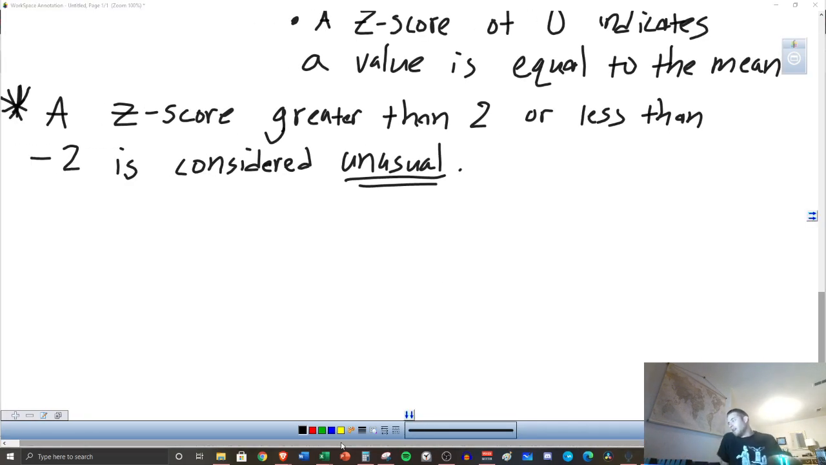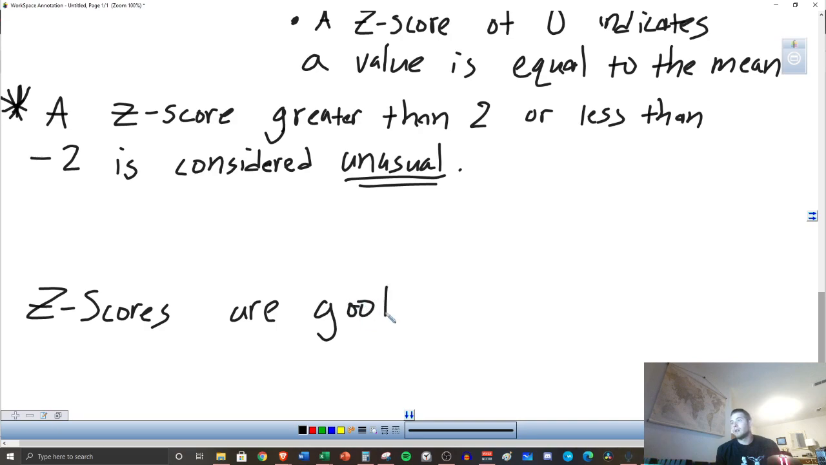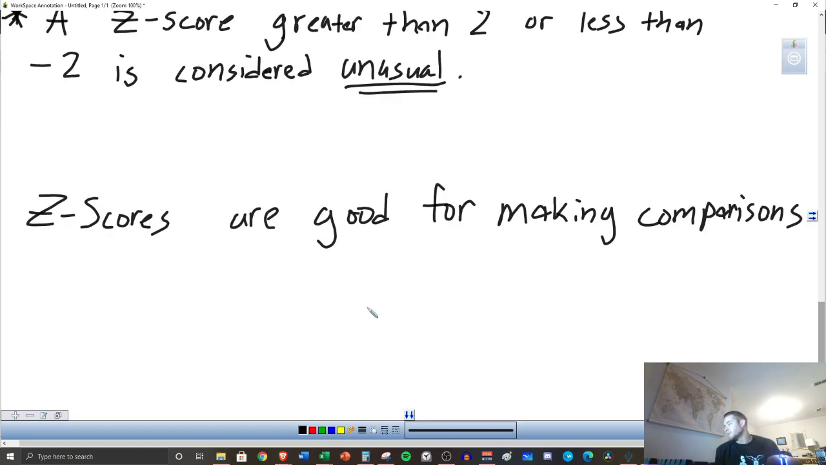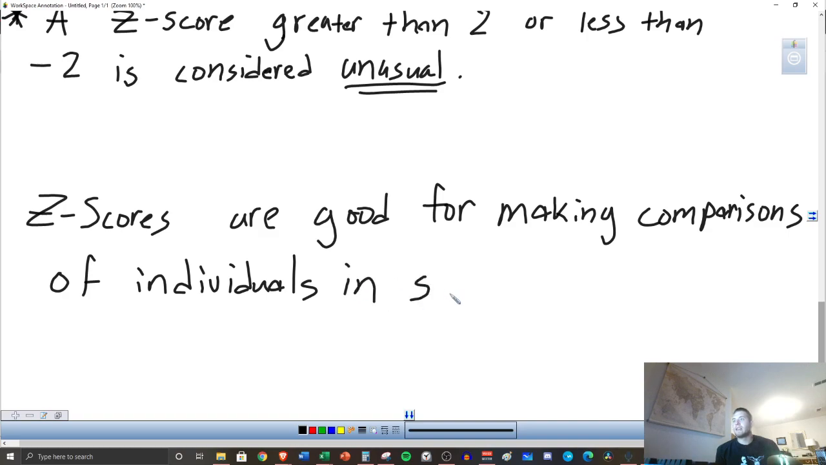Lastly, let's talk about one of the best uses of this. So z-scores are good for making comparisons of individuals in separate sets of data.